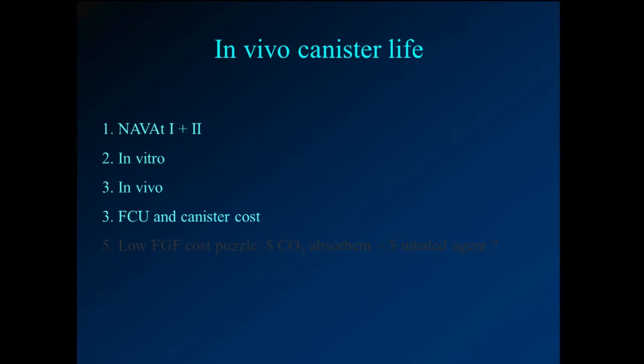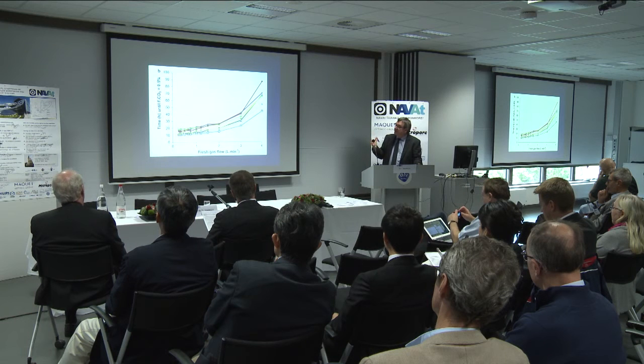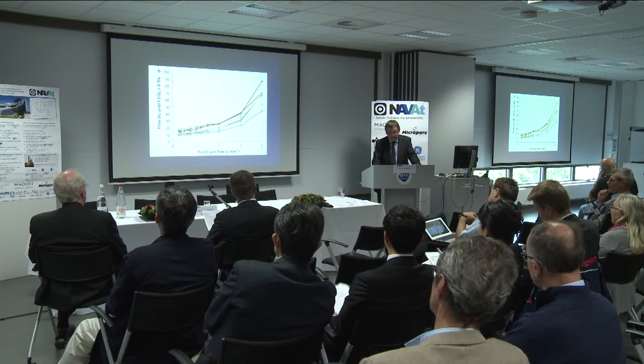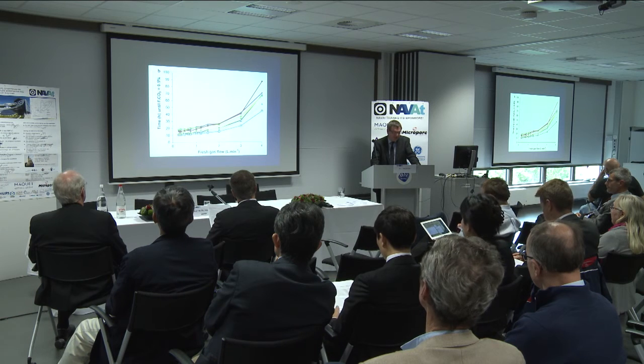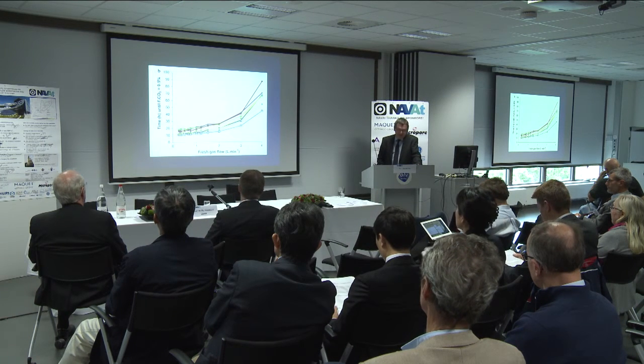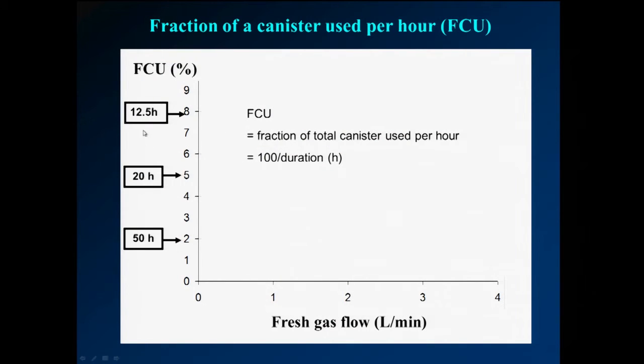Okay, this was the last part I needed to solve the agent consumption and CO2 absorbent puzzle. But in order to do so, I need to do one more thing. I need to convert these data into something that allows me to calculate the cost of the canisters. So again, here are the different products. The lower the fresh gas flow, the shorter they last, of course. But I can't use these data to calculate costs. So I'm going to present them in a slightly different manner.